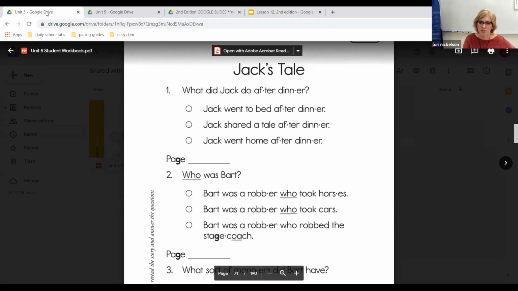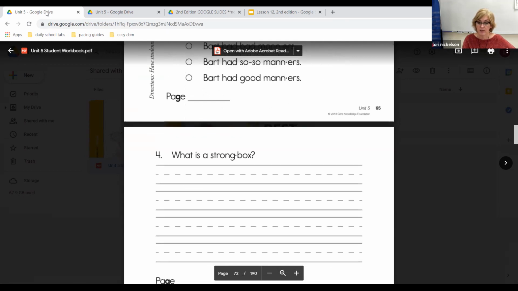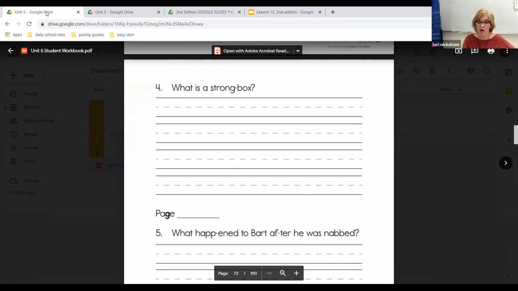Jack's tale. What did Jack do after dinner? Did Jack go to bed after dinner? Jack shared a tale after dinner, or Jack went home after dinner? Pick your answer, but don't write the page number. Who was Bart? Bart was a robber who took horses, Bart was a robber who took cars, or Bart was a robber who robbed the stagecoach. Pick your answer. Number 3, what sort of manners did Bart have? Bart had bad manners, Bart had so-so manners, or Bart had good manners? Pick your answer.